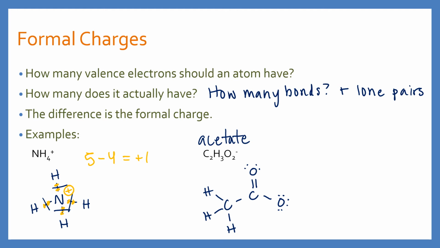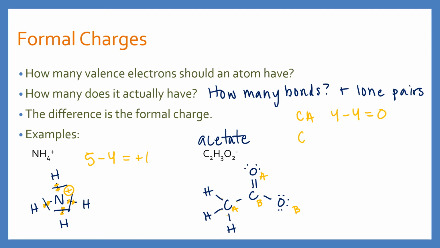Let's look at carbon. Carbon is supposed to come with 4 valence electrons. Let's call this carbon A, we'll call this carbon B, oxygen A, and oxygen B. So carbon A, it's supposed to come with 4 valence electrons, and in this structure it has 4 bonds, so that's 1, 2, 3, 4 electrons that it owns. That is a difference of 0, so the charge is not on carbon A.